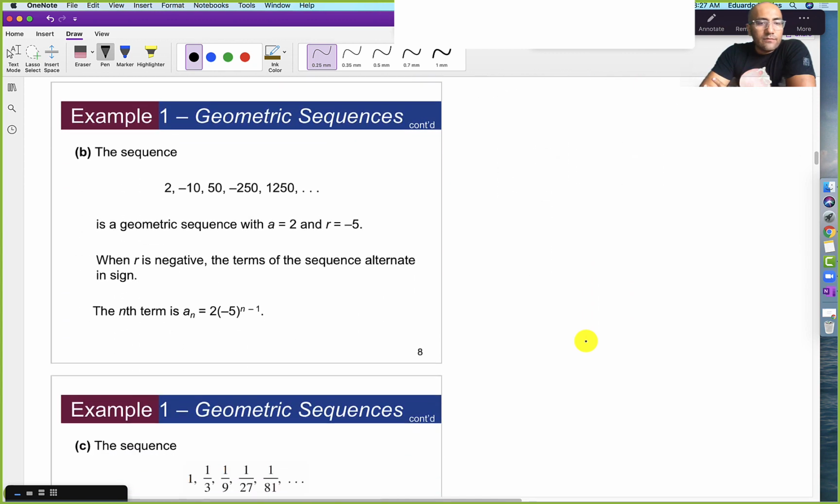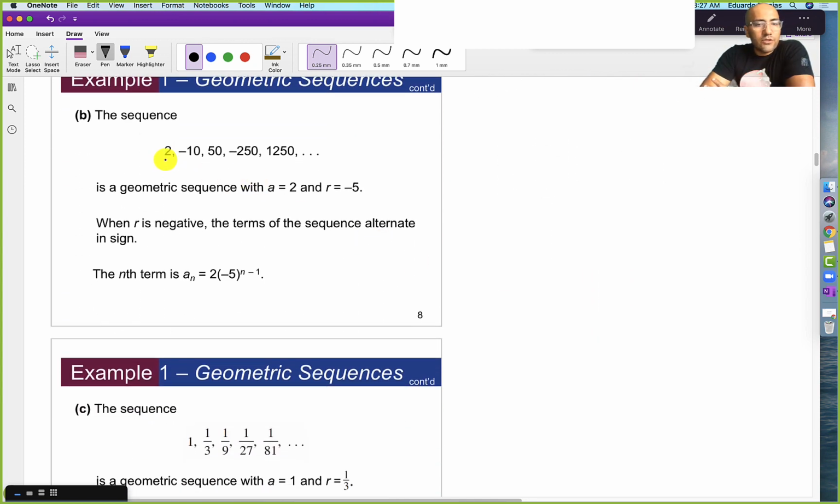Okay, let's look at another example. Here's a case where the initial value is 2, and then the next value is negative 10, and then 50, and then negative 250. You can grab any two consecutive numbers and divide them to get your common ratio. So 50 divided by negative 10 gets you to negative 5. Or any other pair, negative 250 divided by 50 is equal to negative 5. Make sure that they're consecutive on the list, though, in order for this to work out so easily.